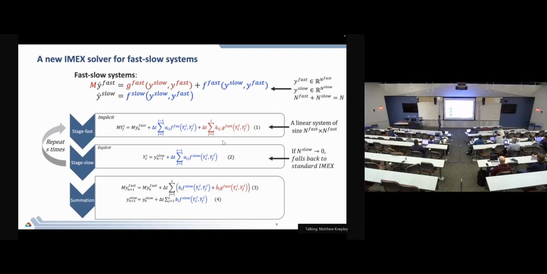So this process will be repeated for all the number of stages, and at the end you do a summation just like the conventional IMEX RK, and the order of equations 3 and 4 doesn't matter, so you can update them in any order. Note that if you don't have any slow variables in your system, equation 2 will disappear from the algorithm, and you only have equation 1. So that falls back to the standard IMEX RK. So if you're using our framework, you can also use IMEX in the conventional way if your system doesn't contain any slow variable.